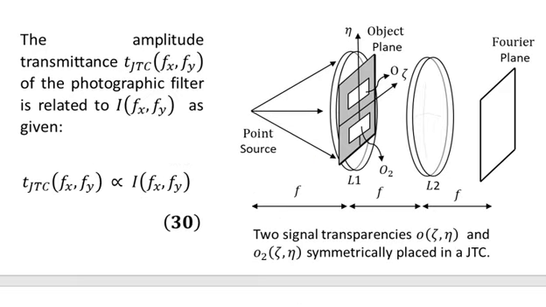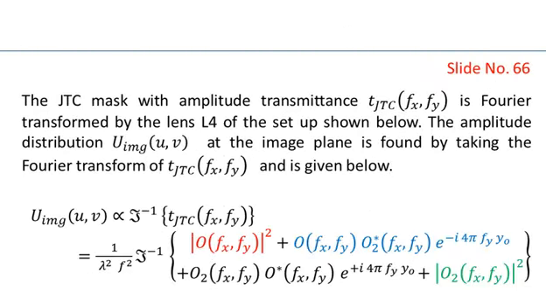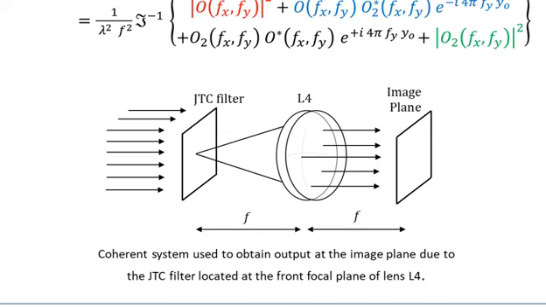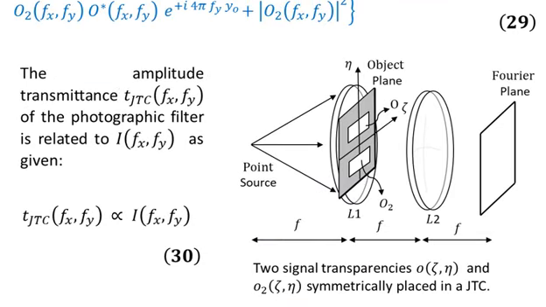So this is proportional, not equal. The JTC mask with amplitude transmittance T_JTC as a function of fx, fy is the Fourier transformed by the lens L4 of the setup shown below. So you see that we place the filter over here in the setup as we have shown, the JTC filter. This is actually the same plane as the Fourier plane.